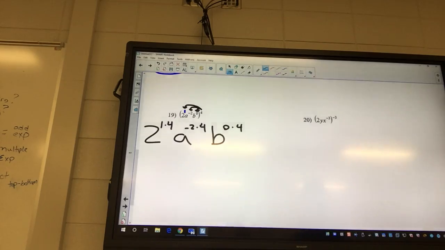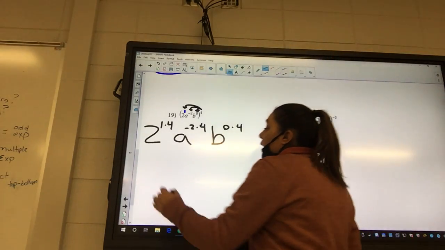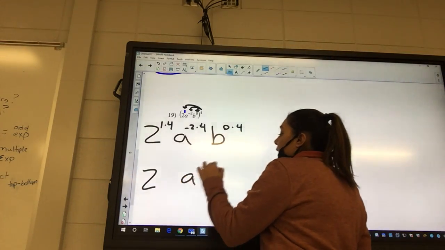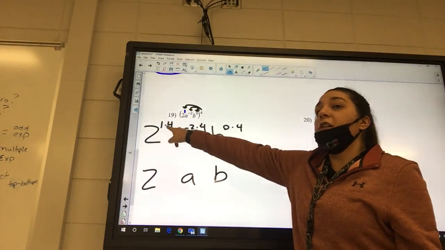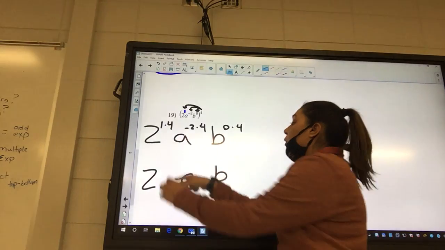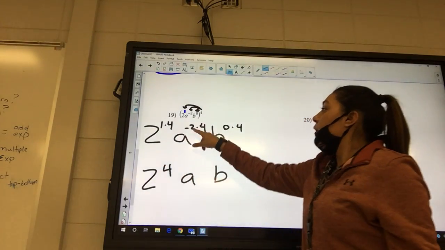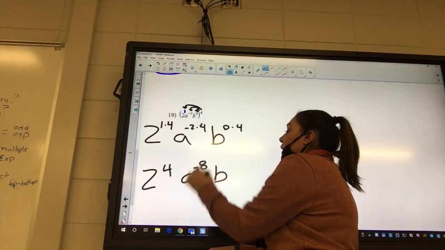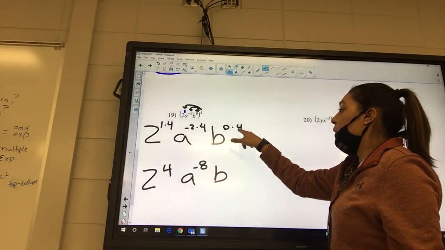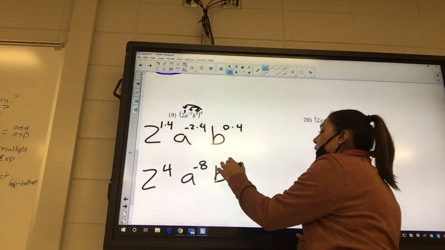Okay, and so now we can start to simplify. You're going to have a 2, an a, and a b. So just figure out what the exponents are. What is 1 times 4? 4. Negative 2 times 4, negative 8. 0 times 4, 0.